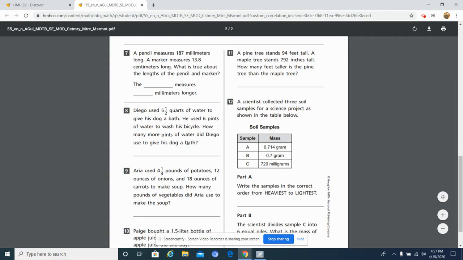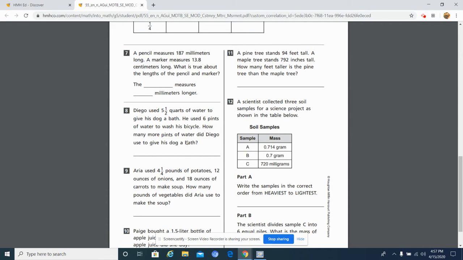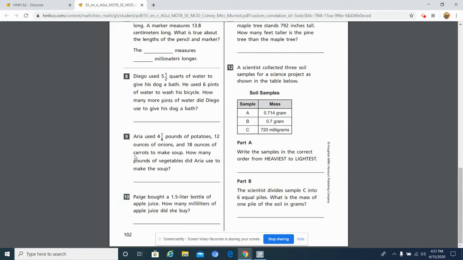How many more pints of water did Diego use to give his dog a bath? Well, he used 11 pints to bathe his dog, and he used 6 pints on his bicycle. So 11 minus 6 equals 5 pints. Now, on this answer, only write a 5. There's no label on it, so you just write a 5.